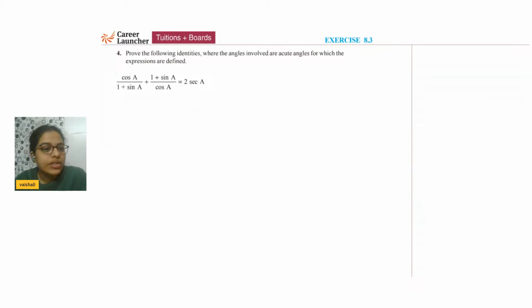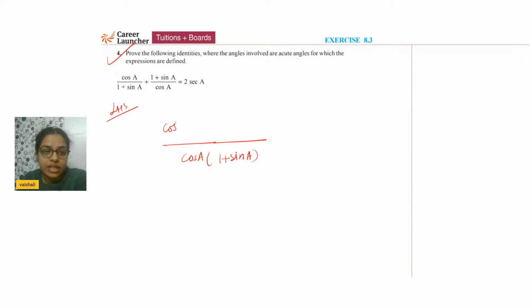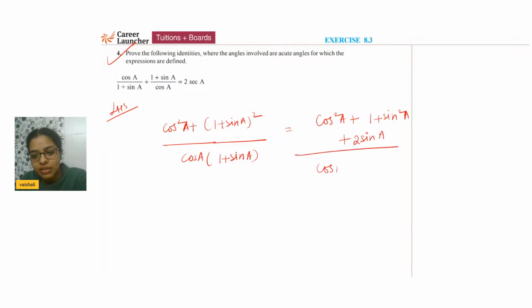Now let's look into the next one. Question number 4. Again, we have an expression on the left hand side and we need to prove it equal to the right hand side. So let's focus on the left hand side. Let us take LCM and see what comes. Cos A multiplied by (1 plus sin A), and what we are getting is cos square A plus (1 plus sin A) whole square, and this is equal to what? Cos square A plus a square plus b square plus 2ab, right? And in the denominator we have cos A multiplied by (1 plus sin A).